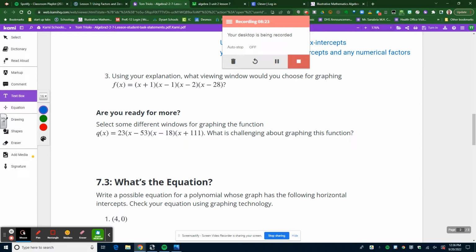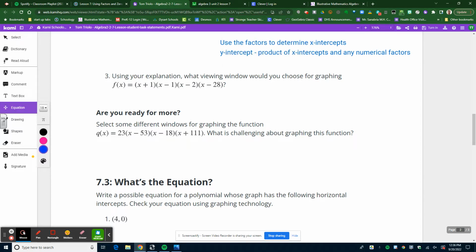Just looking at the x-intercepts, we're going to make an equation editor, and we're going to write it this way, and then we can easily transfer it to Desmos. So what's my smallest x-intercept? -1. Okay.